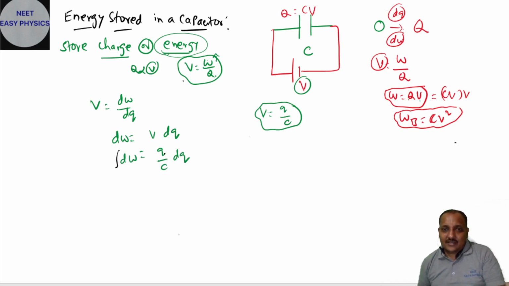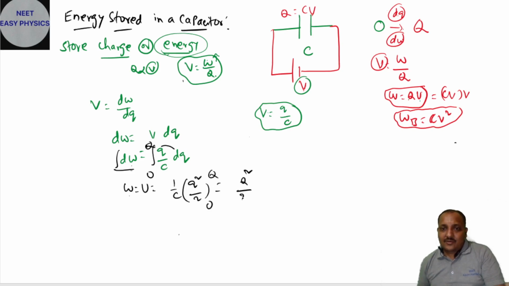This derivation is not required for our competitive exams, only for board exam purposes it is going to be important. This work done will be stored as energy, 1 by C. What is Q dQ? Q square by 2. Between the limits 0 to capital Q, we are changing charge from 0 to capital Q. Therefore, Q square by 2C. Q square by 2C is the energy stored in the capacitor.